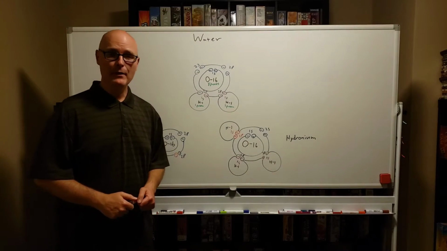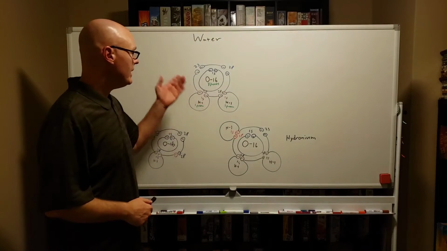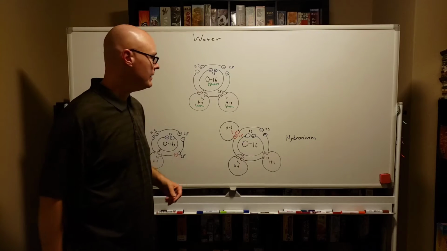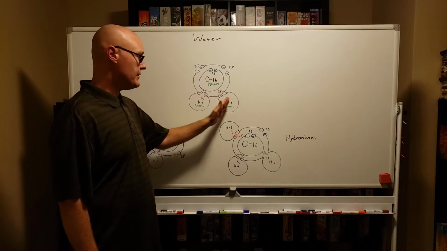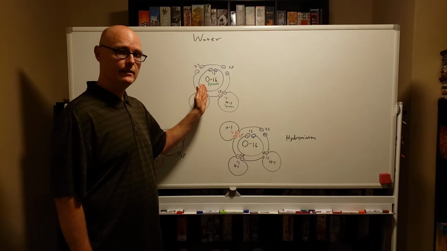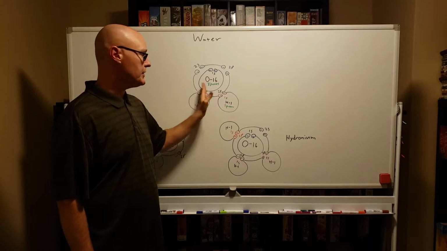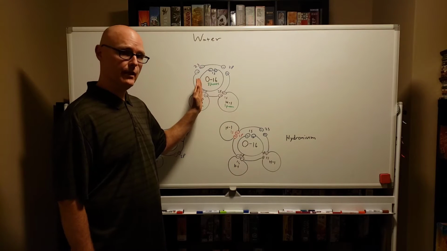Hello. Today we're going to talk about water. Okay, so water, H2O, right? So it's made up of oxygen and hydrogen, right? So oxygen 16, it's got 8 protons. So if it was just oxygen by itself, it would have 8 electrons.